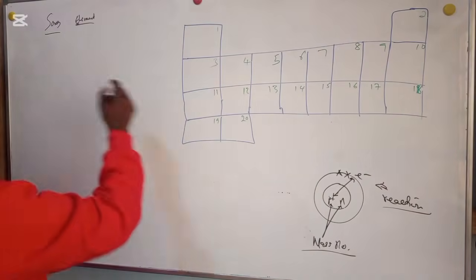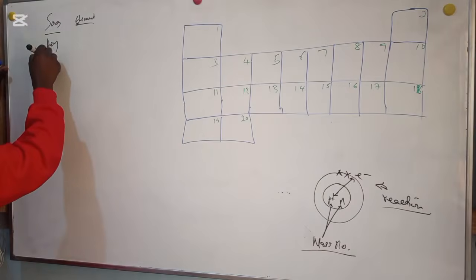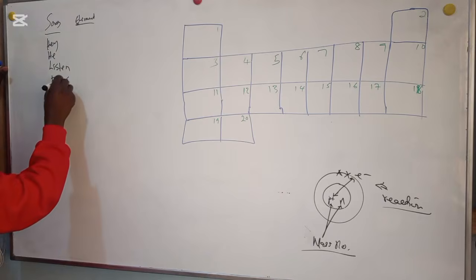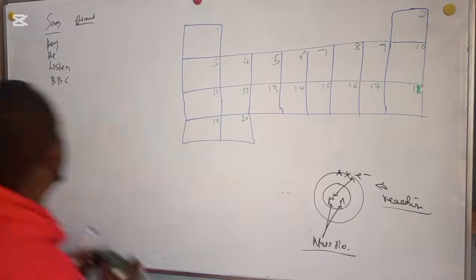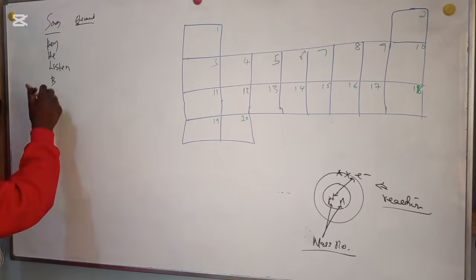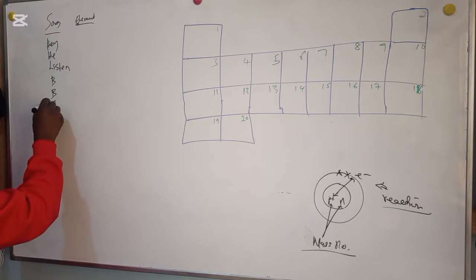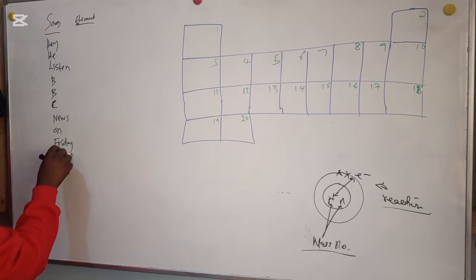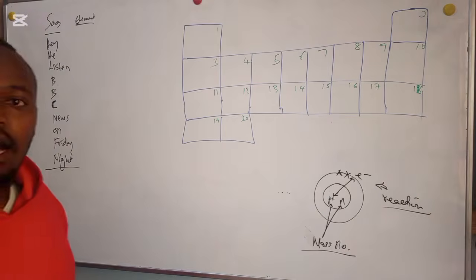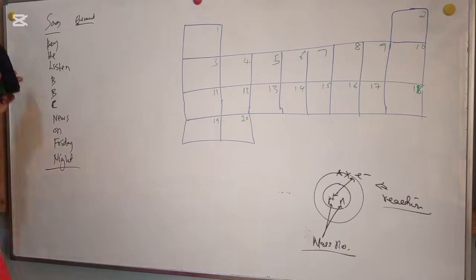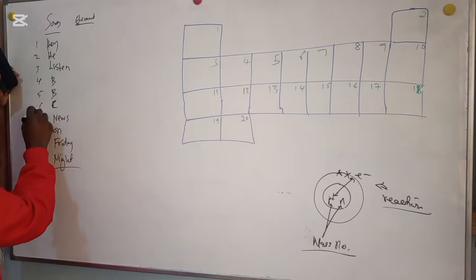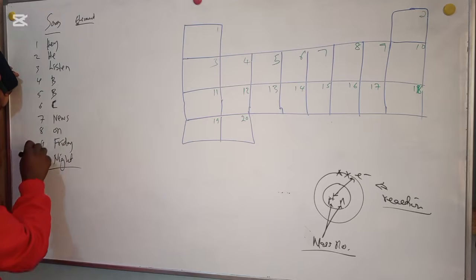So we first write the first 10. So hey, he, listen, BBC, we will write it going down, BBC News on Friday night. So this represents the first 10 elements. If you count, you see 1, 2, 3, 4, 5, 6, 7, 8, 9, 10.